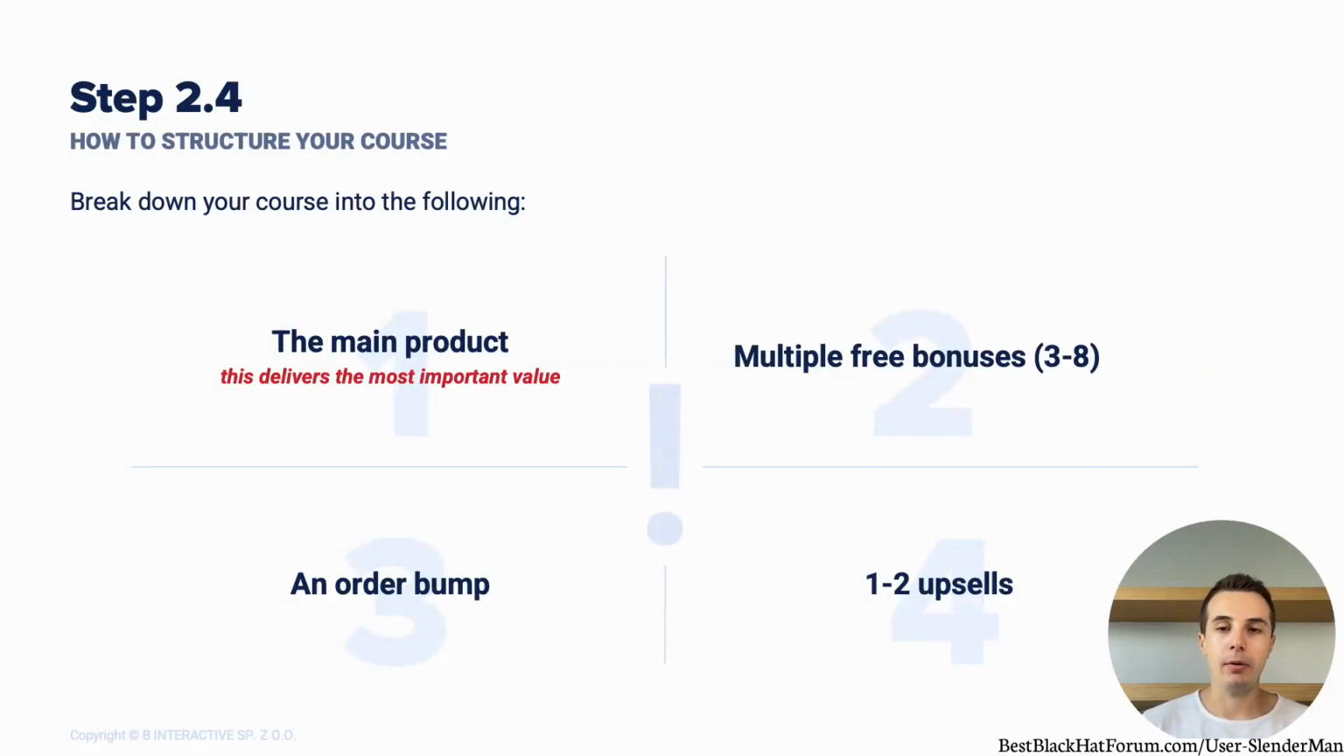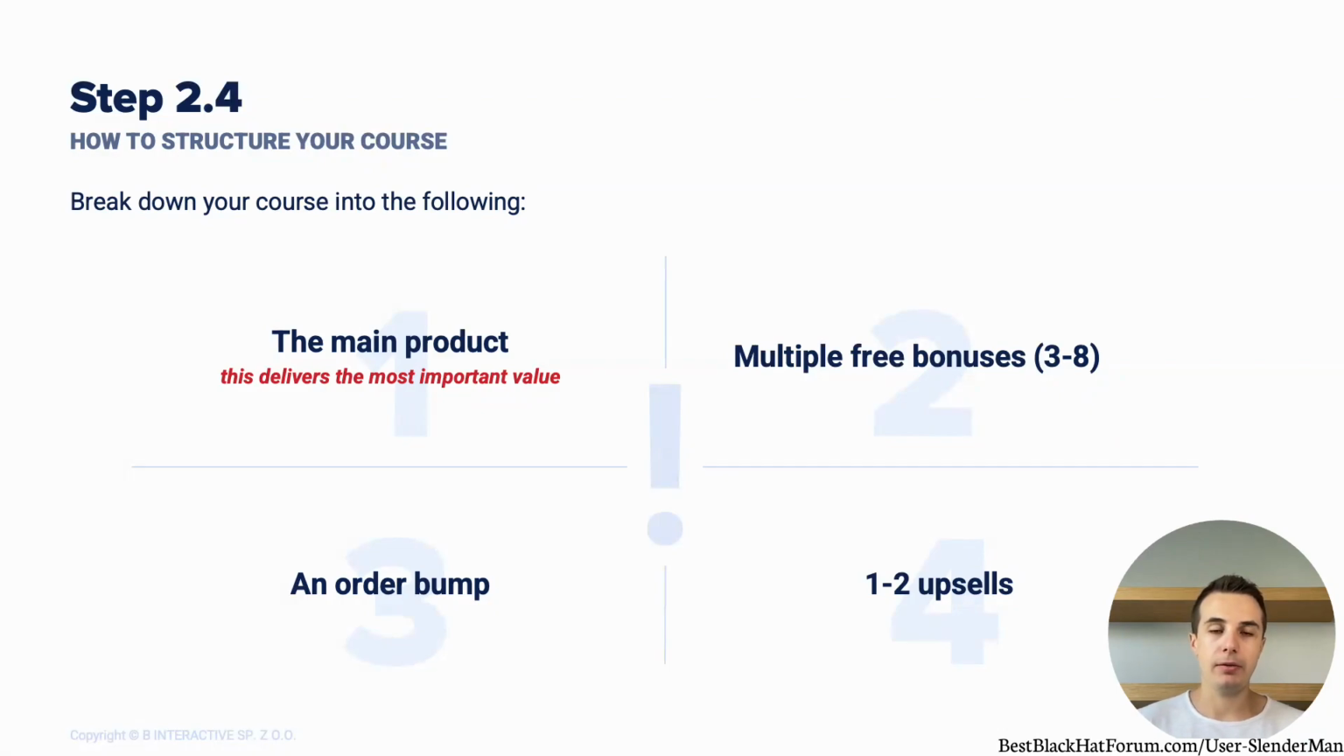So I'm going to recommend that you break down your course into four main elements. So obviously the main product, which is going to deliver the most important value, like the most important piece of your system that's going to allow the customer to achieve a specific outcome that they desire, that they want to achieve. Then you're going to want to add multiple free bonuses on top of that.